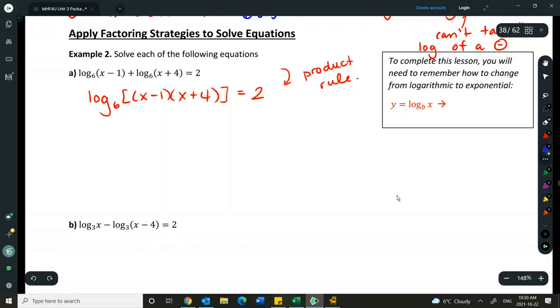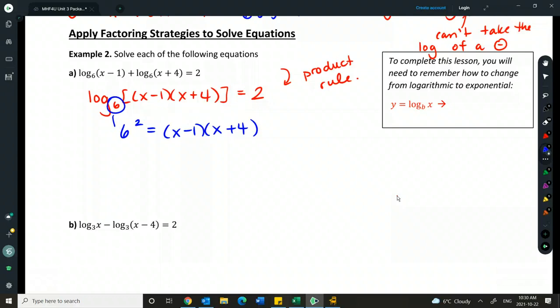Okay, so let's switch this into exponential form. What would this look like if we switch it into exponential form? What does this look like in exponential form? Okay. So the base becomes the base of the exponential. The answer to the logarithm is the exponent. And then what's inside the logarithm will be the answer to the exponential expression there.